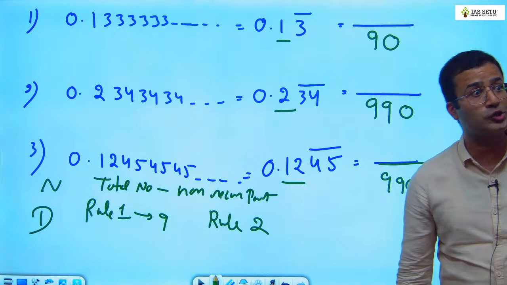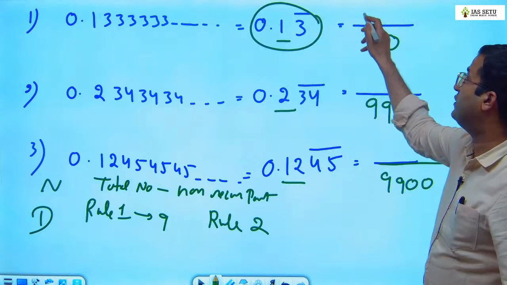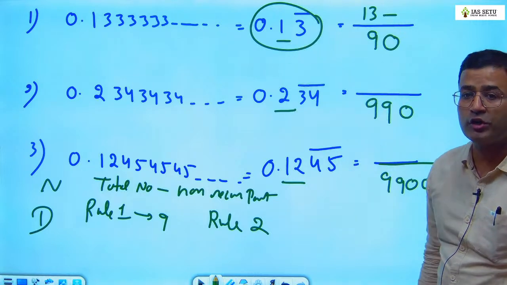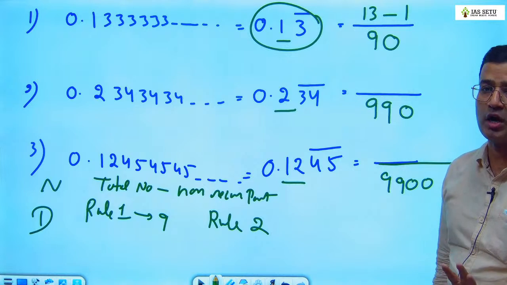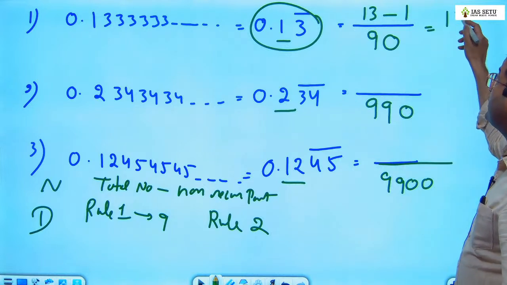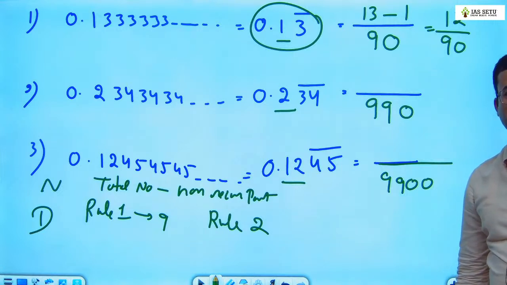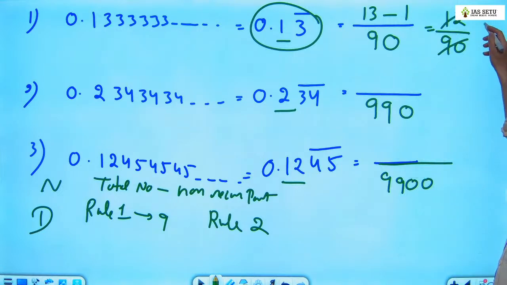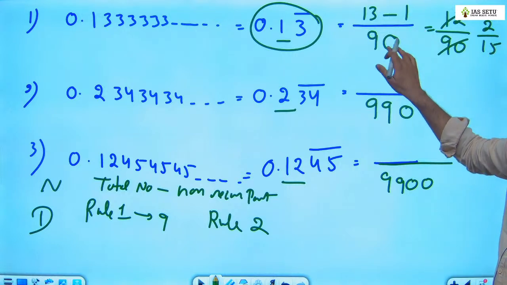Total number minus non-recurring part, which is not repeating. So what is the total number here? 13. And what is non-recurring? 1. So here it is 12 upon 90. Simplify, divide by 6. So it is 2 upon 15. Simplification is not the concern, just learn it.